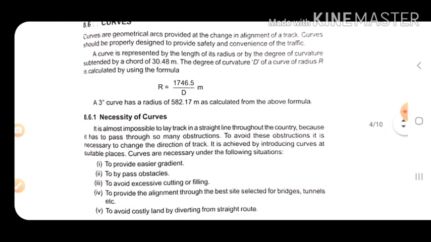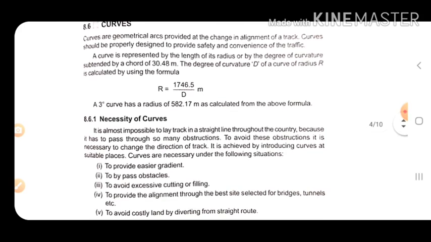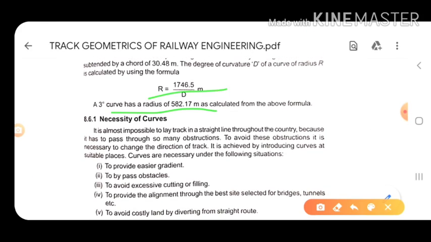R equal to 1746.5 by D, very important. A 3 degree curve has a radius of 582, very important.